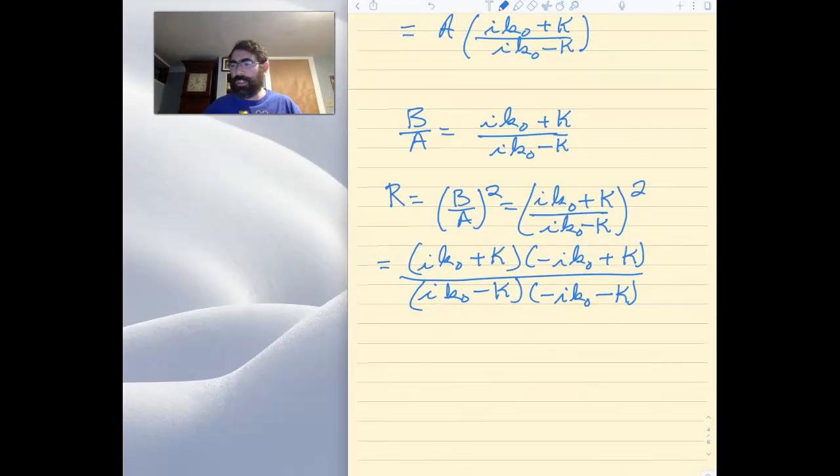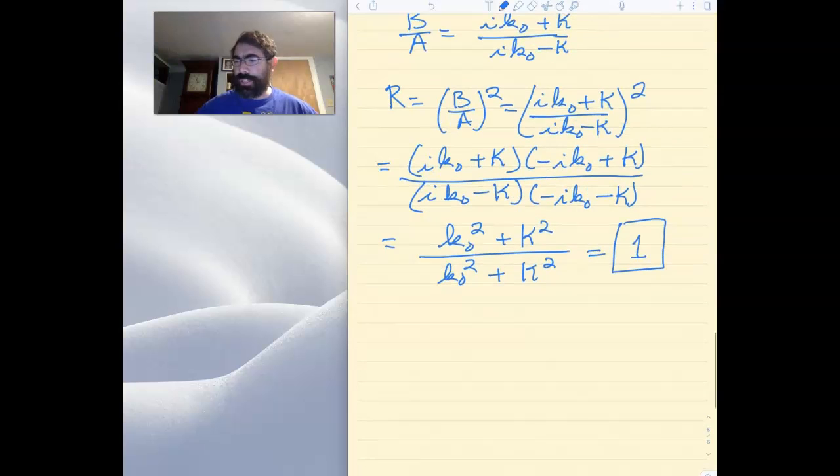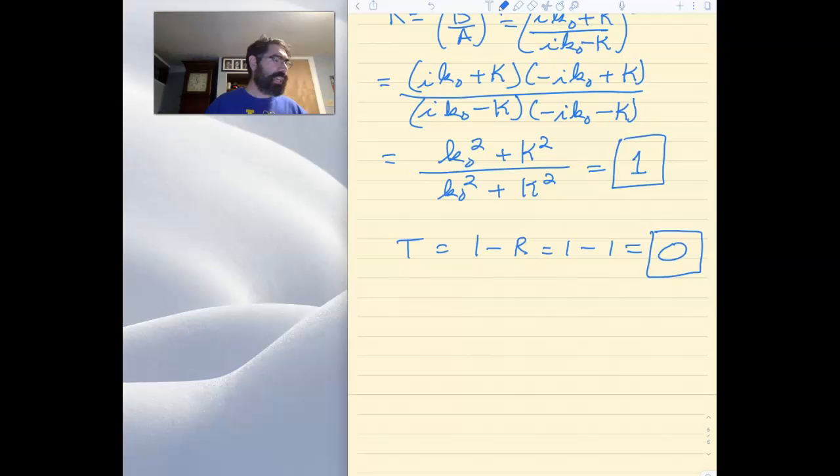Okay, so now we multiply through, we get minus i squared, so that's minus a minus 1, that's a positive. So we get k0 squared plus kappa squared over k0 squared plus kappa squared, or I get a reflection coefficient of 1. So that means that all of my wave function is reflected. And now if I calculate my transmission, I get a transmission coefficient of 0. So what is this telling me? What is my interpretation? Well, my interpretation is that everything is reflected and nothing is transmitted.